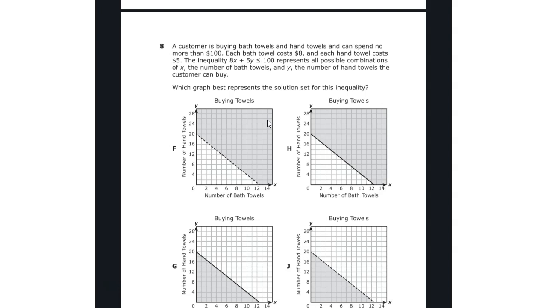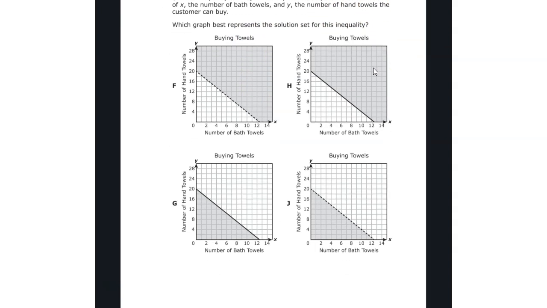Number 8, a customer is buying bath towels and hand towels and can spend no more than $100. No more than $100. Each bath towel costs $8 and each hand towel costs $5. The inequality 8x plus 5y less than or equal to 100 represents all possible combinations of x, the number of bath towels, and y, the number of hand towels the customer can buy. Which graph best represents the solution set for this inequality?